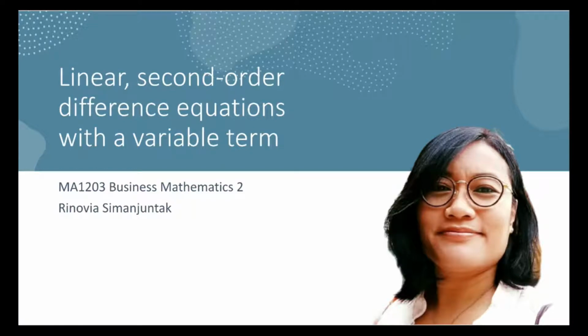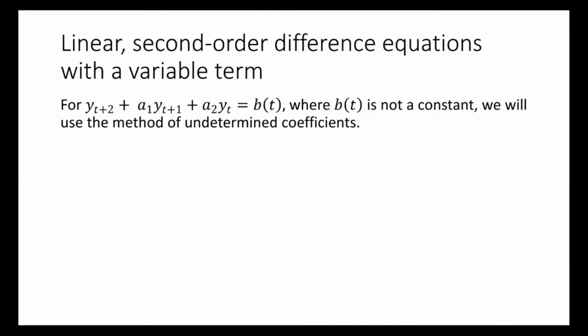Okay, welcome back to MA 1203 Business Mathematics 2 about linear second order difference equations. But now we have on the right hand side a variable t. So, a difference equation with a variable term. In general, we have something like this, where the right hand side is a function of t. And to solve this, we will use the method that we call undetermined coefficients.